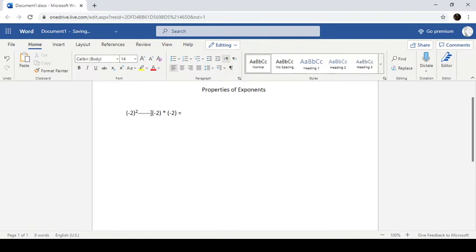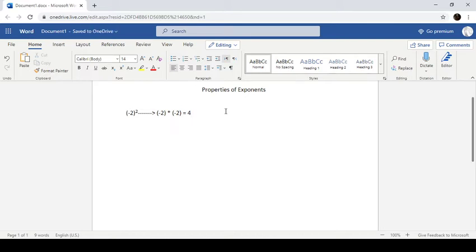So -2 times -2 is, I'm sorry, +4, because negative times a negative is a positive. So we already know that one. However, there are some more intricate rules for exponents. And that's what I want to go over today.